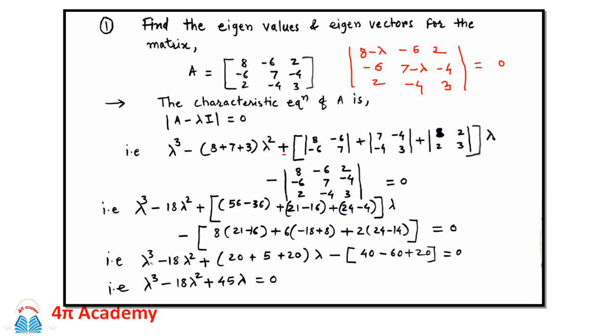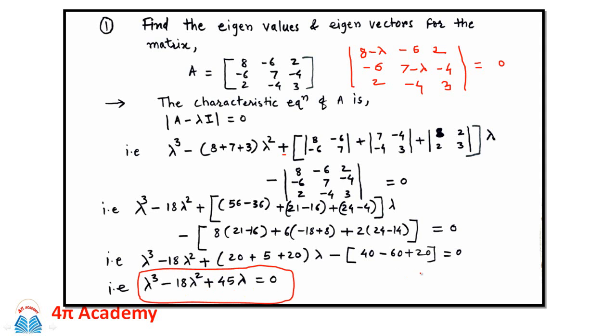So that will be lambda cube minus 18 lambda square plus, if you solve this it will be 20 plus 5 plus 20 lambda, minus this term will be 40 minus 60 plus 20, and it should be equal to 0. So this term will be 0 because this will be minus 20 plus 20, so that is 0, and therefore we remain with only the term lambda cube minus 18 lambda square plus 45 lambda equal to 0. So this is our characteristic equation.